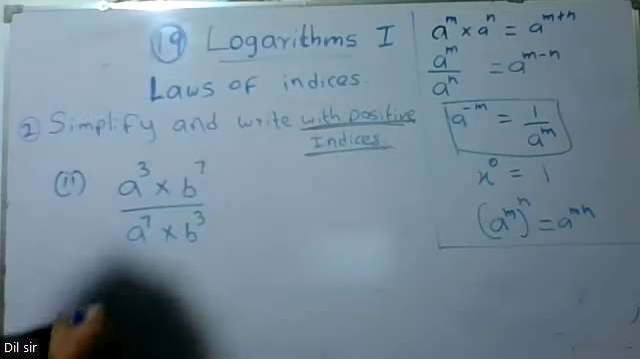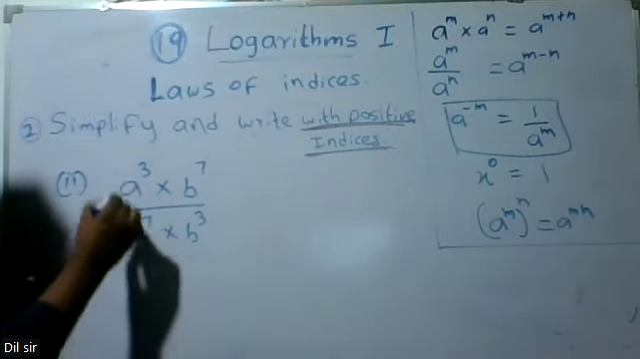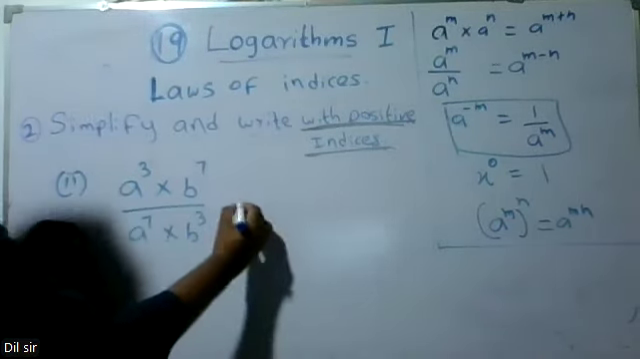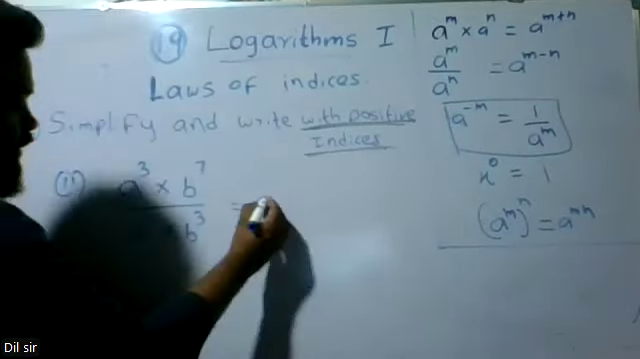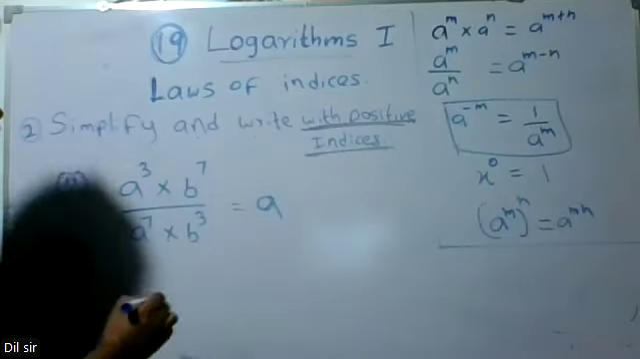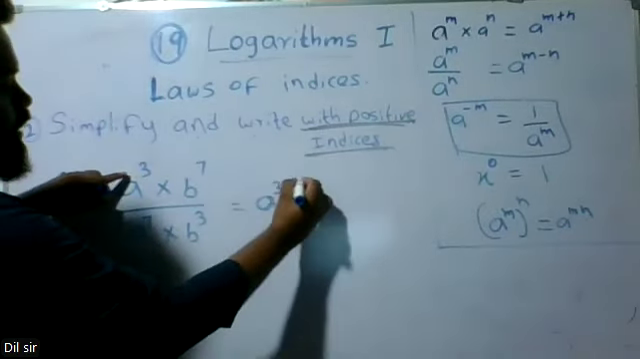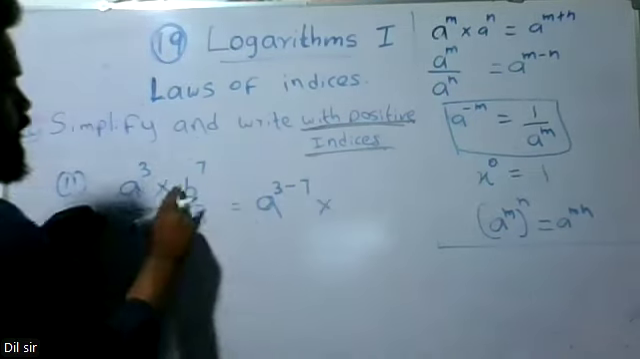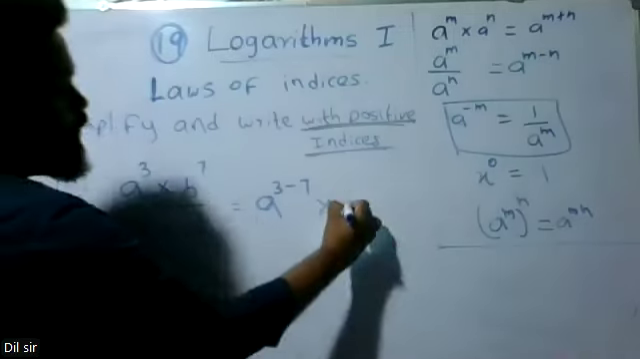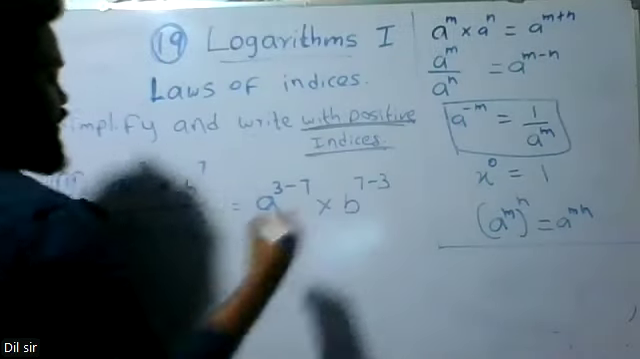Okay, let's see. These two, A and A, division. A to the power 3 minus 7. This one is 3, this one is 7. Let's go to the B's. B to the power 7, B to the power 3. B to the power 7 minus 3.